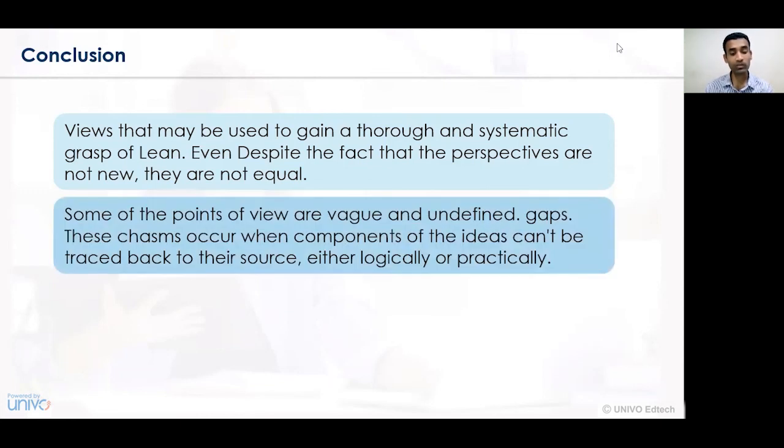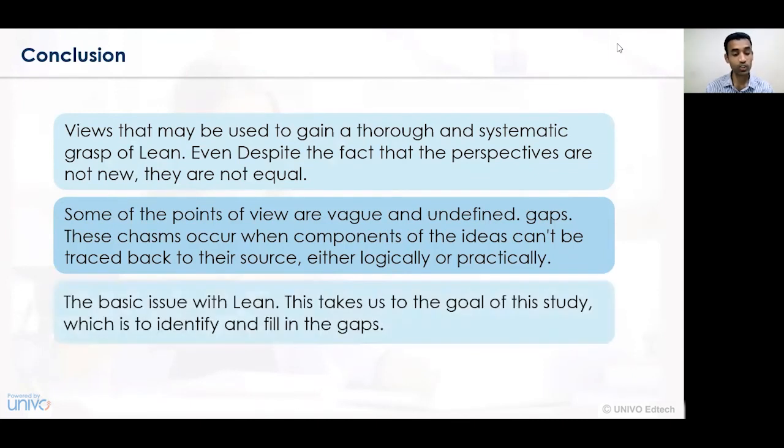Some of the points of view are vague and undefined, and in this particular case study, there is no charismatic approach as to how it can create certain ideas, tracing back to their sources either logically or practically. And lastly, the basic issue with lean takes up the goal of this particular study, which is to identify and fill in the gaps. So gap identification is essentially important, and consideration of those gaps is essential.